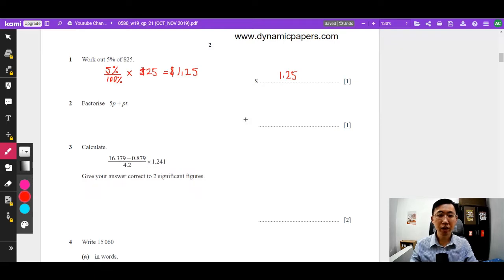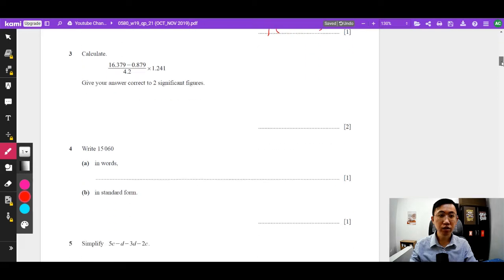Okay, so question 2, factorize 5p plus pt. Again, it's a 1 mark question, so straight away we can write the final answer. Take out p, so I will write 5 and here is t. Okay, so that's how you do factorization.